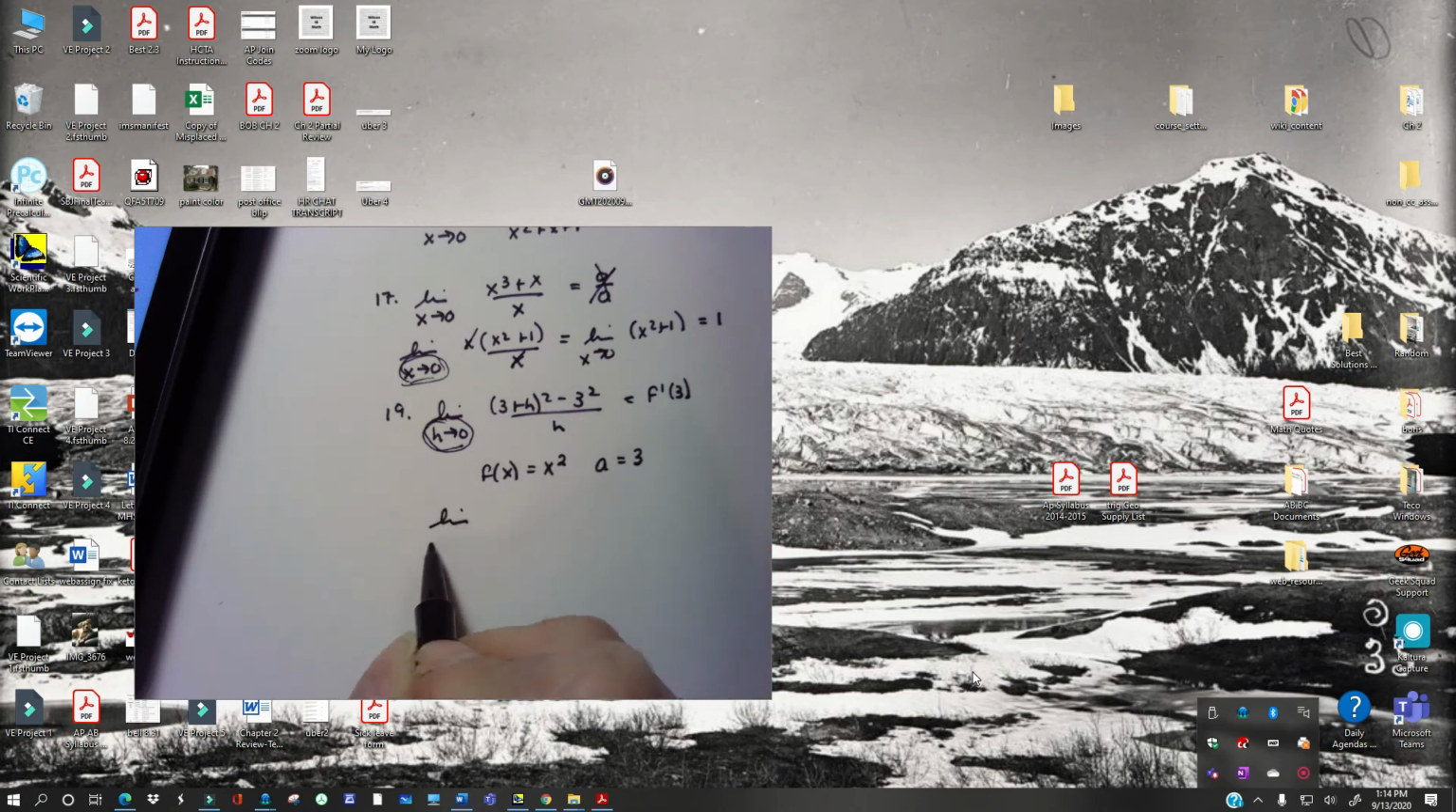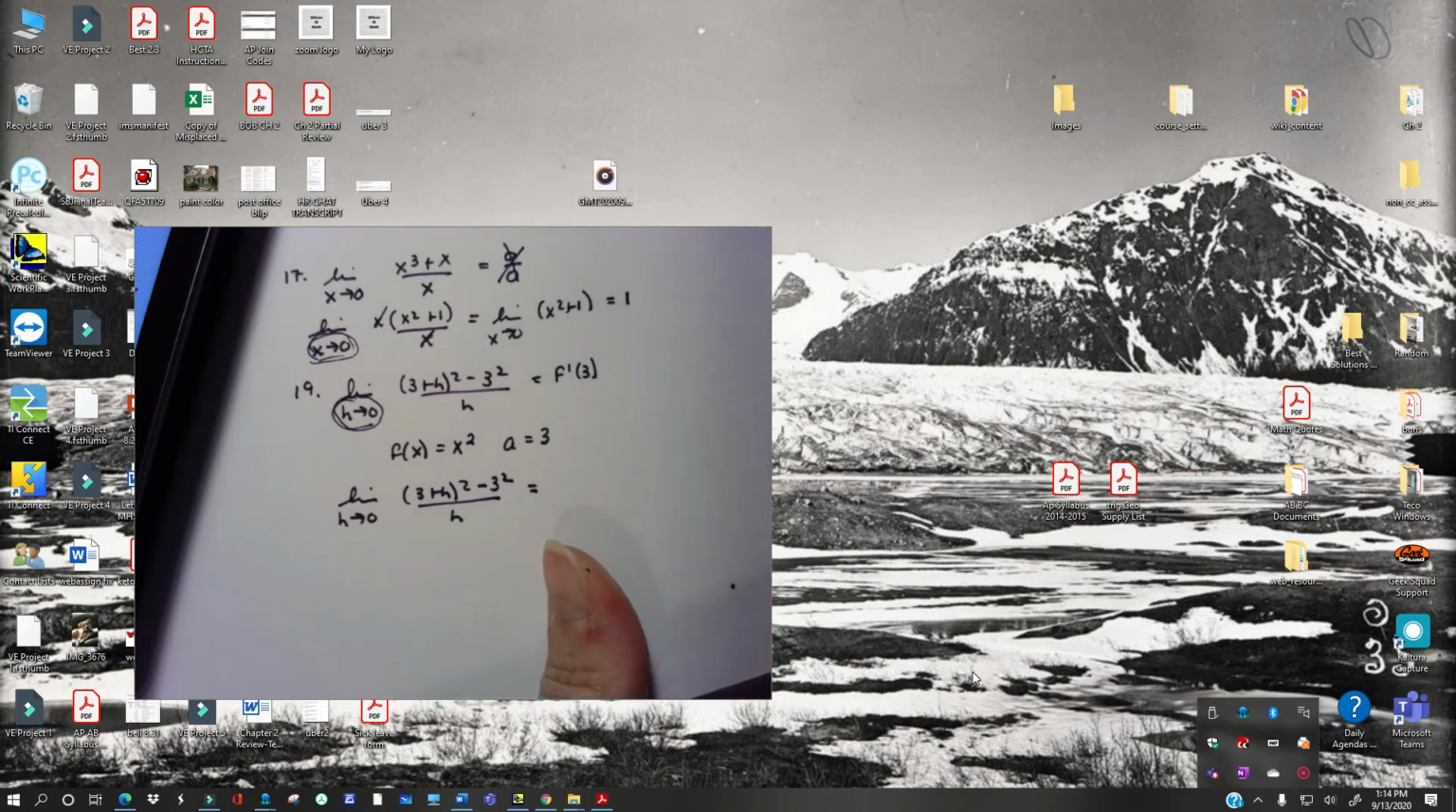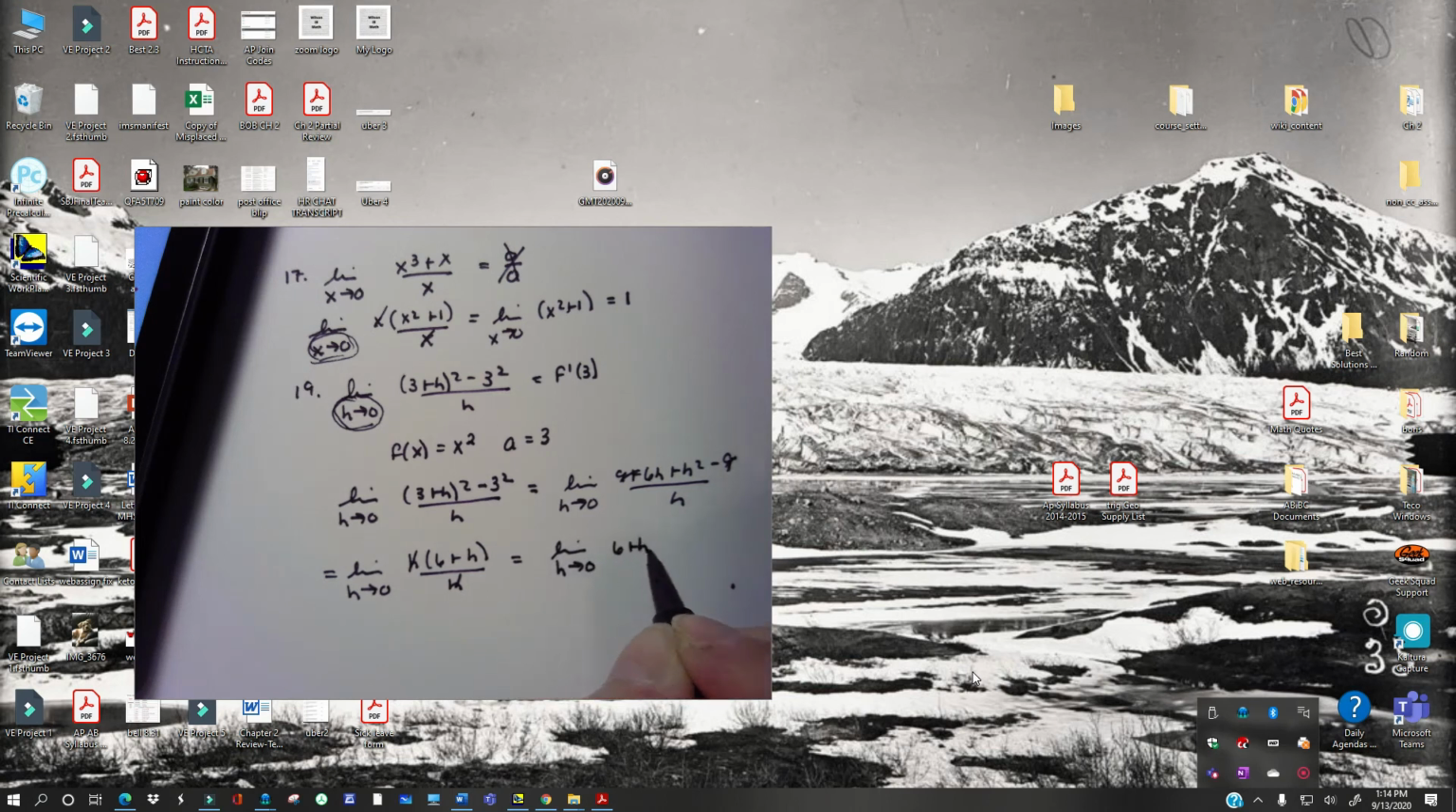So we'd say the limit as h approaches 0 of (3 plus h) squared minus 3 squared, which is 9, over h, is equal to the limit as h approaches 0 of 9 plus 6h plus h squared minus 9 over h. And those 9s are going to cancel. So that's the limit as h approaches 0. I'm going to factor an h out at the top because we know we've got to get rid of that h on the bottom. And so now I can't simplify this anymore. So I'm showing the grader, what is the limit of this function? Well, now if I plug the 0 in for h, I get a 6. So the limit is 6.